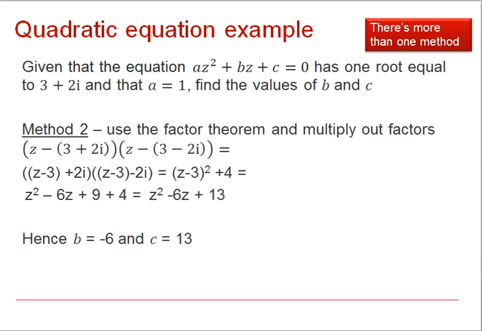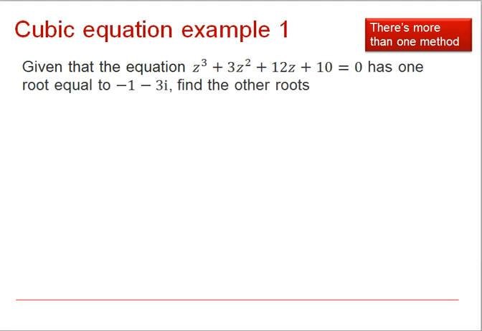And then also the second method using the factor theorem. Moving on to look at a cubic equation. Again, we know it's going to have complex roots because they've used the letter z. So z cubed plus 3z squared plus 12z plus 10 equals 0. They've told us one of the complex conjugate roots and they've asked us to find the other root. Well, I hope that immediately you realise that there's another root equal to minus 1 plus 3i. And then there will be one real root.